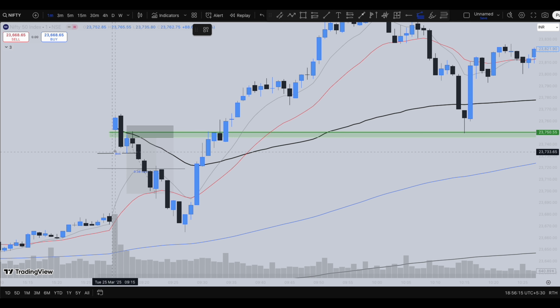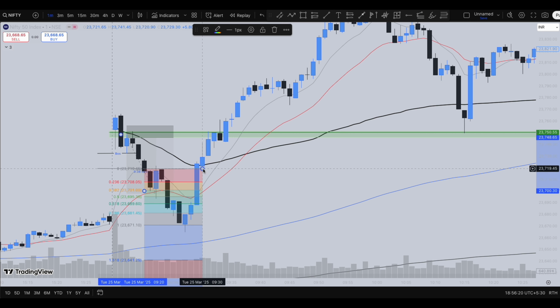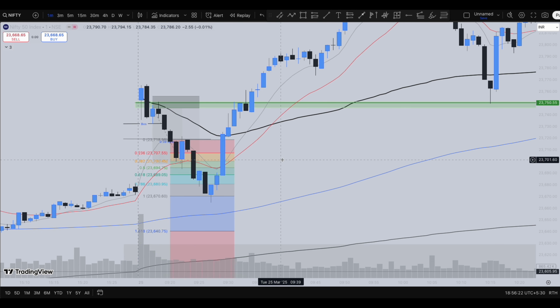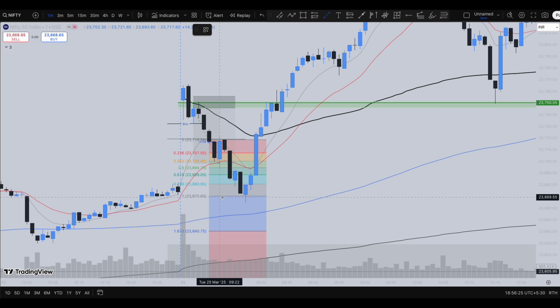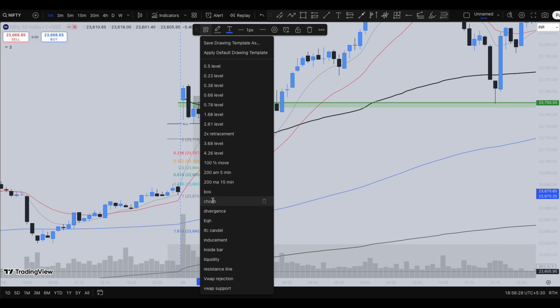And if you try to plot the fib extension levels, from the common point between this to the common point between this to the common point between this, you can see the market reached all the way to the 100% move here. This is the 100% move, guys. And the market reached and took support from yesterday's close level. So this was the 100% move as well as yesterday's close. You can see this is yesterday's close.